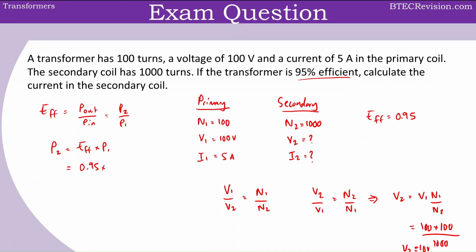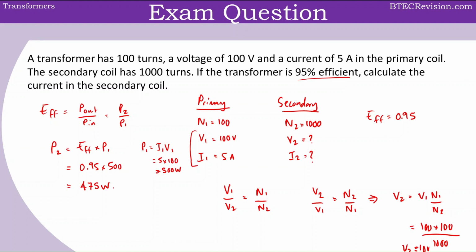Now remember the equation, power is current times voltage. So we write over here, P1 equals I1 times V1. So that is 5 times 100. So that's 500 watts. So we can put that in this equation. So that's 0.95 times 500. And that gives us a value of 475 watts.